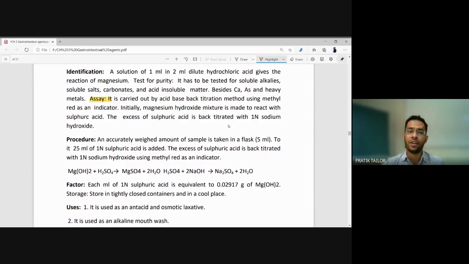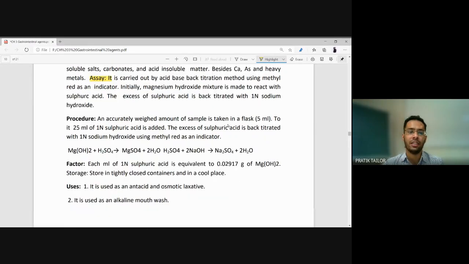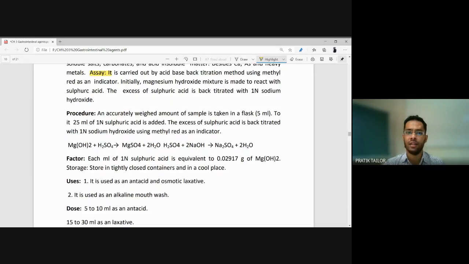Okay, now what we are doing: you are taking the sample, then you are dissolving it in acid. So your antacid will be reacting with the acid, and whatever acid is remaining, the unreacted portion of the acid, will be reacting with the base we are titrating with. So we are titrating it with sodium hydroxide using methyl red as an indicator. So this is how we are doing the titration.